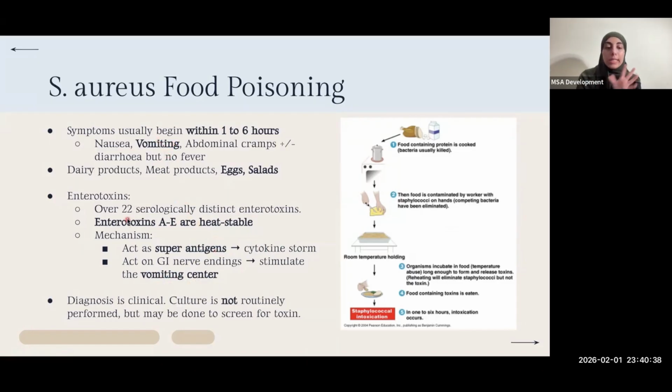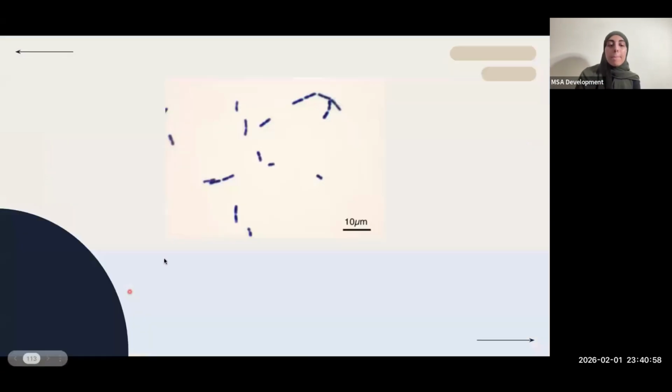How is it diagnosed? Clinical diagnosis. Culture is not really done. It may be done to screen for a toxin. Or it may be done if you're not sure what organism caused it and you want to do it for public health purposes, you could culture, but usually diagnosis is just clinical, not by culture.